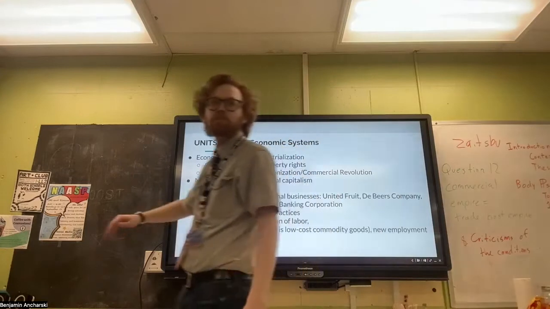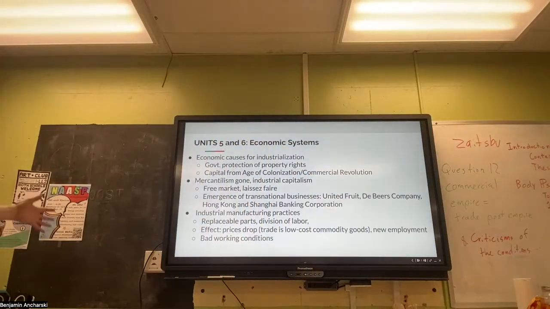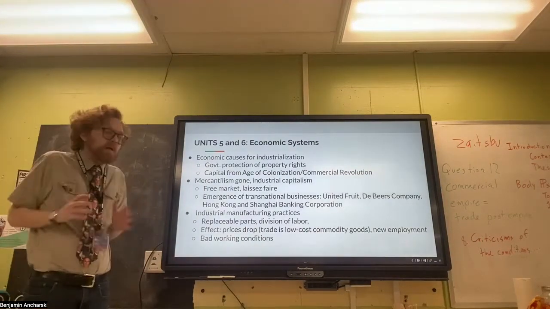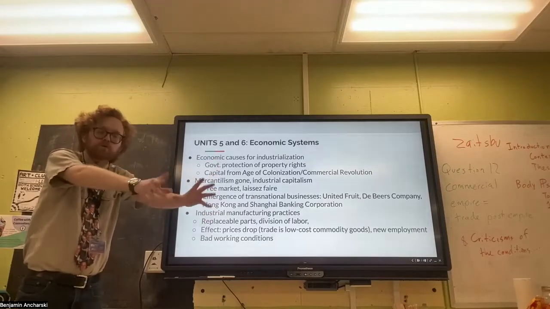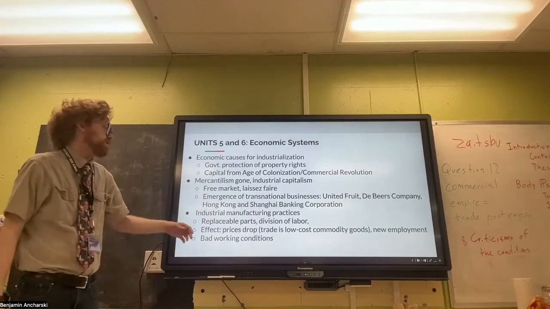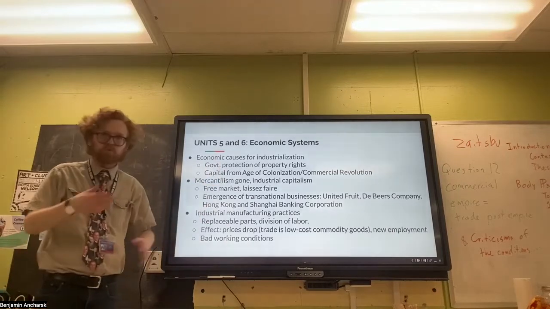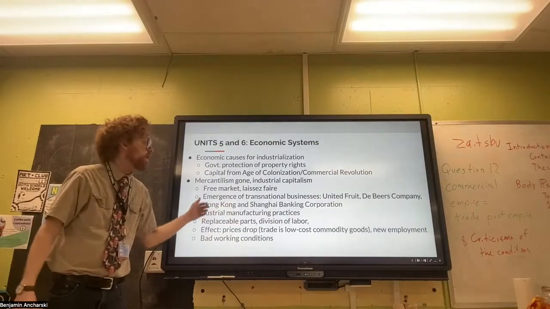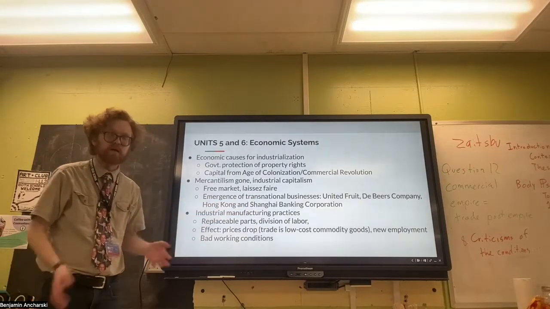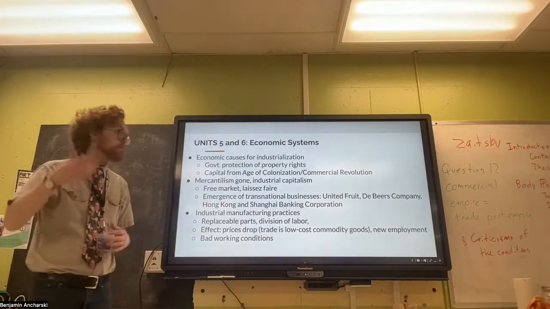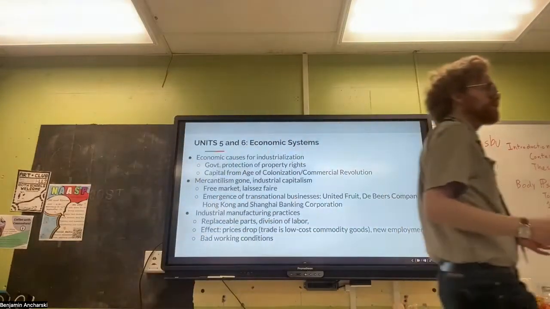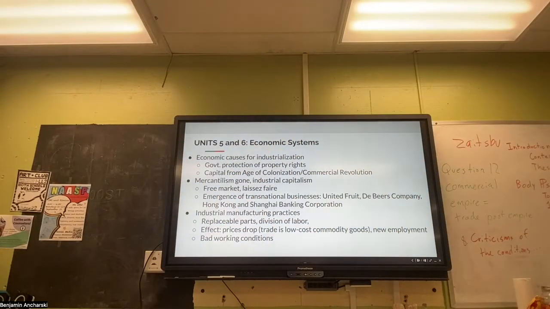The United Fruit Company, a US corporation, it owns a lot of fruit plantations in Latin America. So it's an American-based company, but it owns land, owns natural resources in Latin America. The De Beers Company, a British company that owns land in South Africa. And then there's the Hong Kong Shanghai Banking Corporation, a British-based company, but it is going to own and operate key financial institutions in Chinese cities, in Hong Kong and Shanghai.